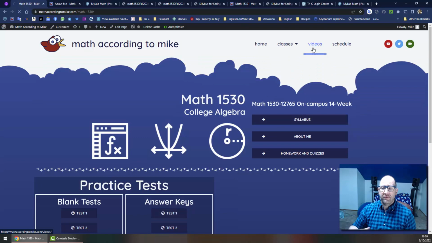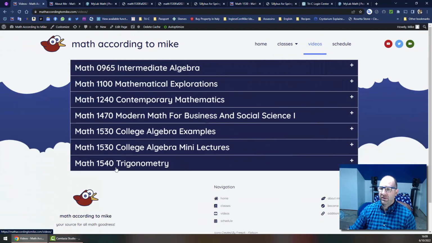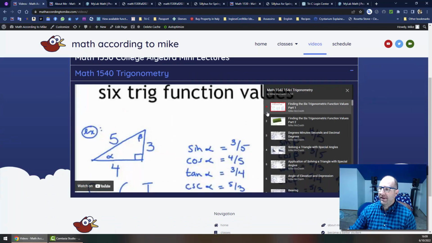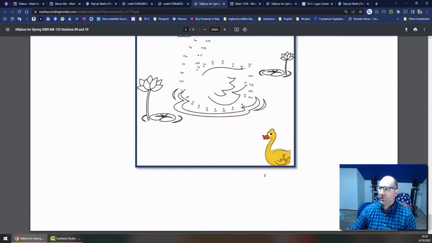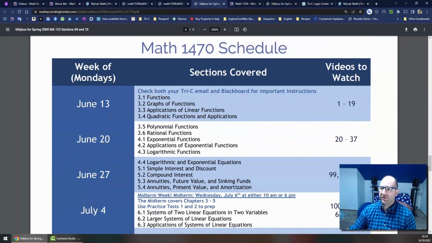Next to it, if we go to videos, you'll want to click on your class. So let's go to Trig. And then top right here, you'll see these 3 bars. The hamburger menu it's called. And then notice the numbers off to the side. These are the numbers you're going to use when you are looking at the syllabus and it says what videos to watch. So for the 1470 folks, you'll be watching videos 1 through 19, and that covers these 4 sections.